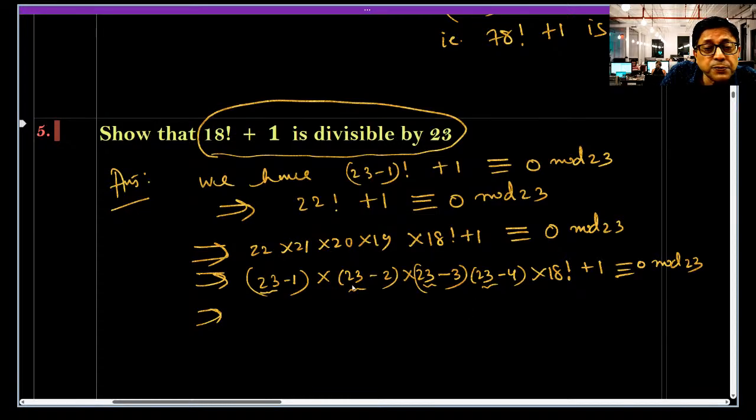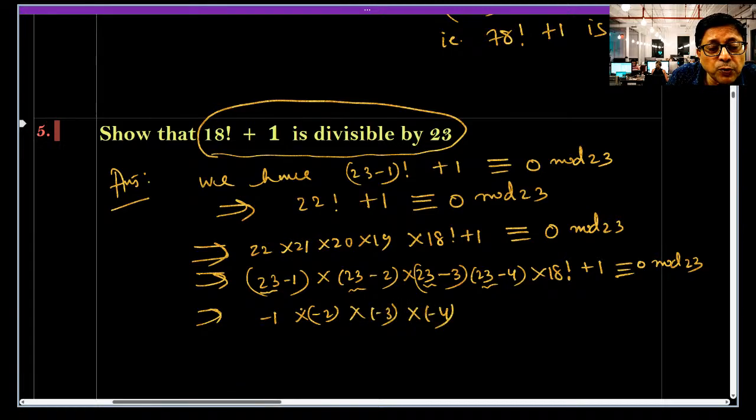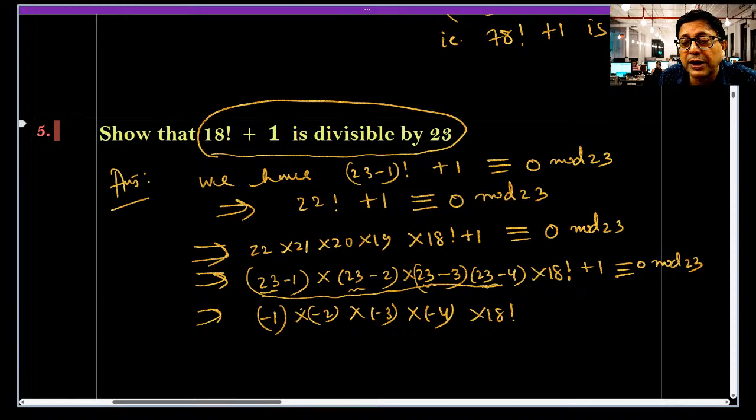If you open all these 4 brackets, how many terms will there be? 8 terms. Out of those 8 products, except this one, minus 1 into minus 2 into minus 3 into minus 4, everything is divisible by 23. So this product into 18 factorial plus 1 is congruent with 0 mod 23. You agree?